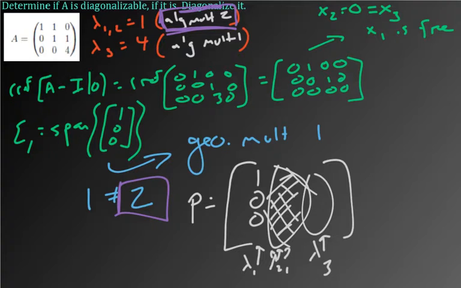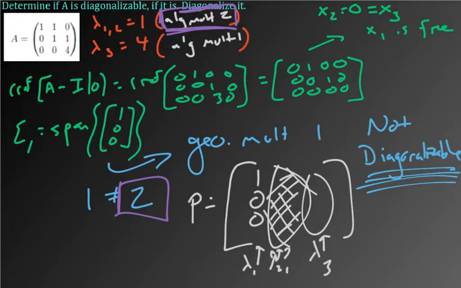So this thing is not diagonalizable, definitely something you want to know about, regarding different matrices and how you compute that and stuff.